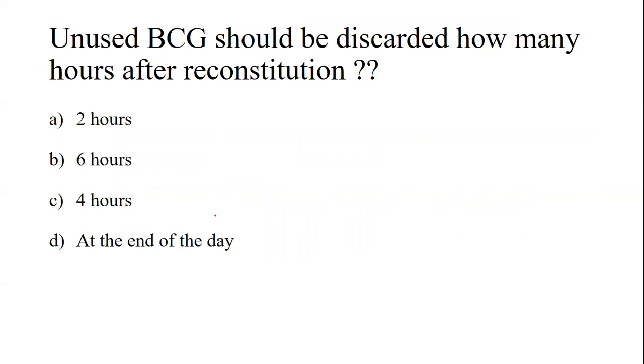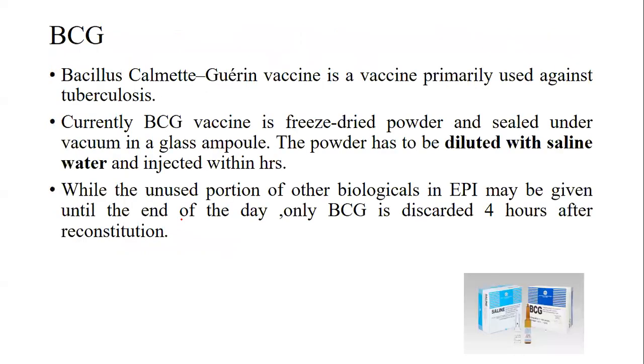Then the third question is, unused BCG should be discarded how many hours after reconstitution? Here we have some durations: 2 hours, 6 hours, 4 hours, or at the end of the day. We all know the full form of BCG, that is Bacillus Calmette-Guerin, a vaccine which is mainly used for managing tuberculosis. It is available as a freeze-dried powder sealed under a vacuum in a glass ampule. This powder we have to dilute with normal saline before injecting into the patient's body.